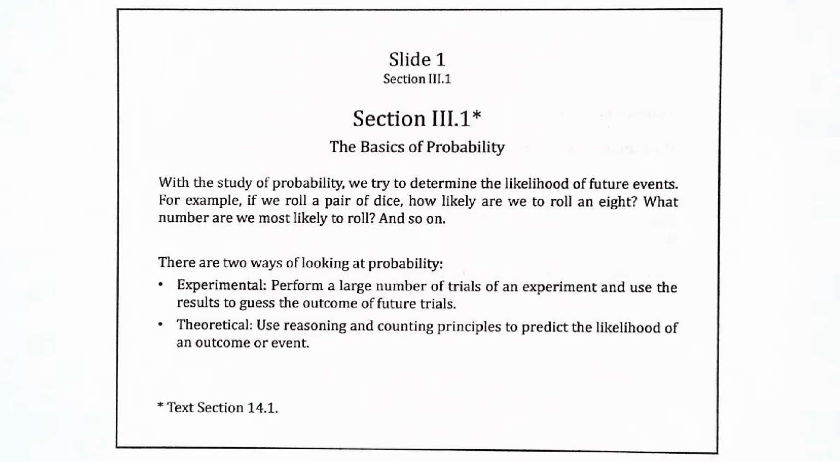Okay, so on the other hand, we have theoretical probability, in which we use reasoning and counting principles to predict the likelihood of an outcome or event before we've actually performed the experiment. So for example, when I toss a coin, I can say, well, I think each side is equally likely to come up, so the probability of getting heads up would be 1 out of 2, or 50%.